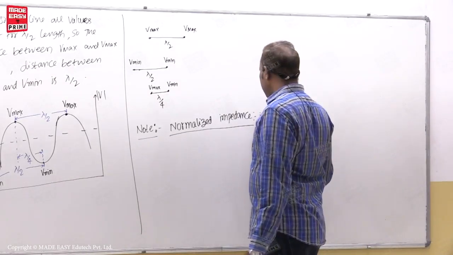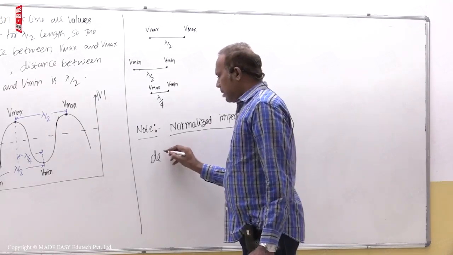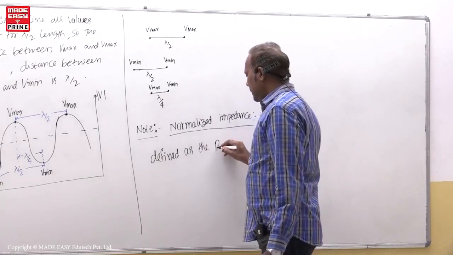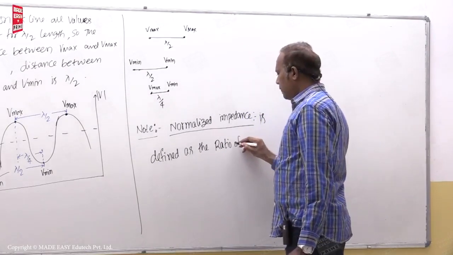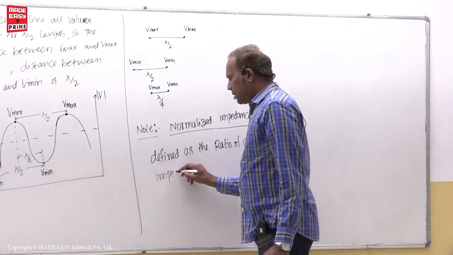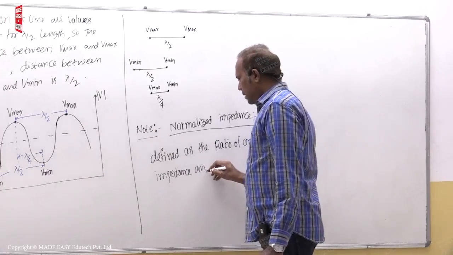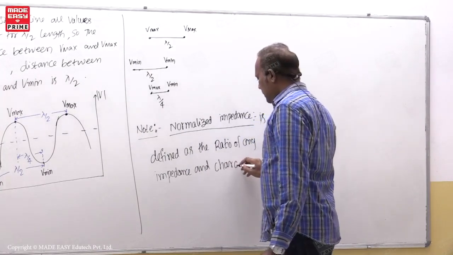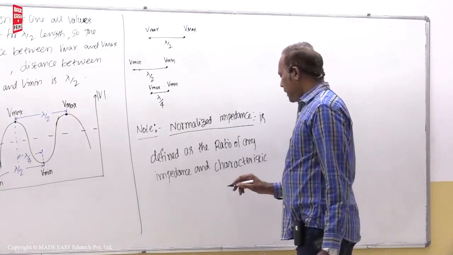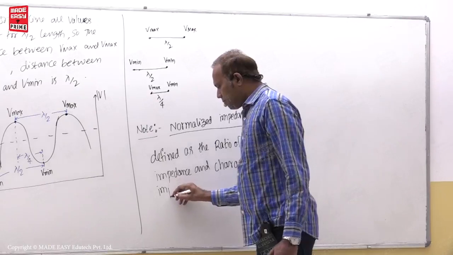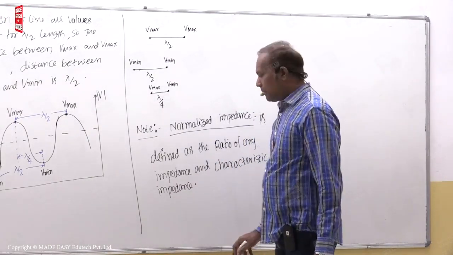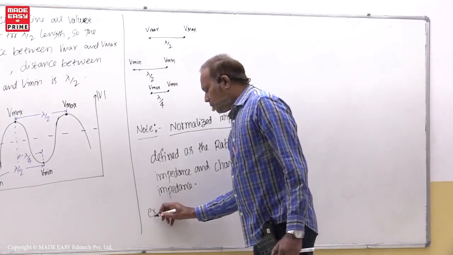Normalized impedance is defined as the ratio of any impedance and the characteristic impedance.